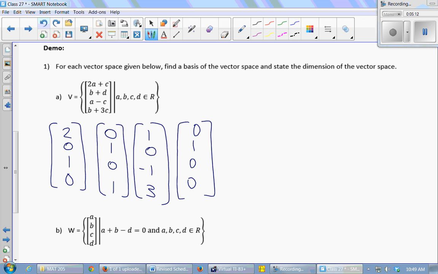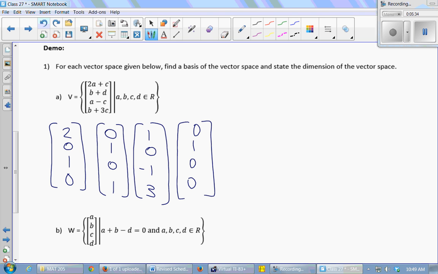So I've got 4 vectors. Linearly independent. We know that they span the vector space because that's how we picked the vectors, right? If you take linear combinations of those, you get the vector space V. So if we can show that these are linearly independent, we know that it's a basis.